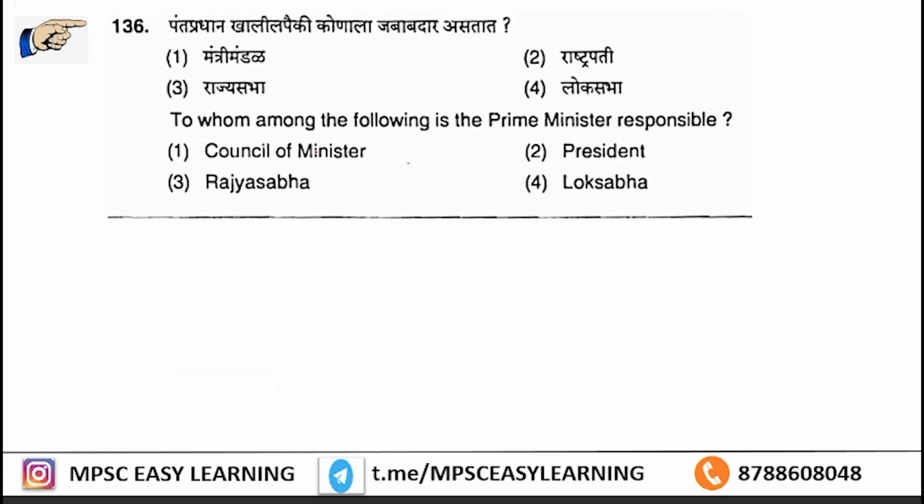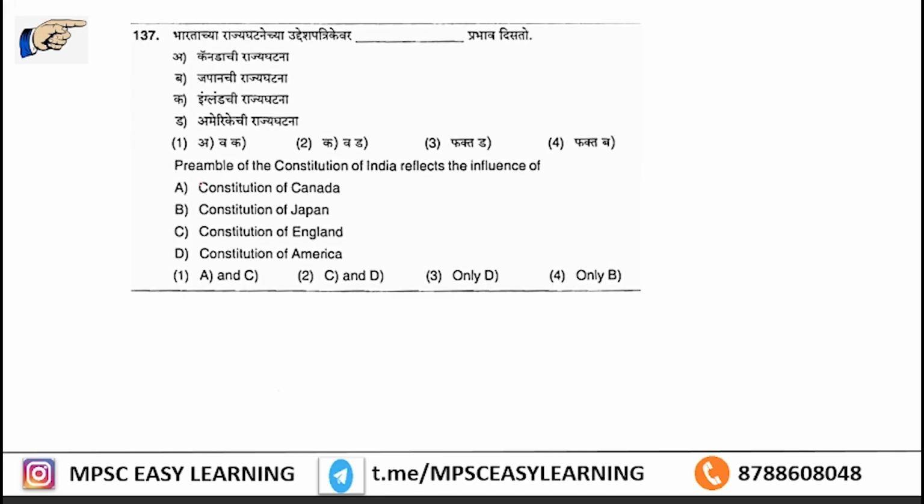Next one. To whom among the following is the Prime Minister responsible? Council of Minister, Rajya Sabha, President, Lok Sabha. Here your answer is Lok Sabha. So the Prime Minister is responsible to the Lok Sabha. Preamble of the Constitution of India reflects the influence of dash. Constitution of Canada, Constitution of Japan, Constitution of England, Constitution of America. Here your answer is only D.